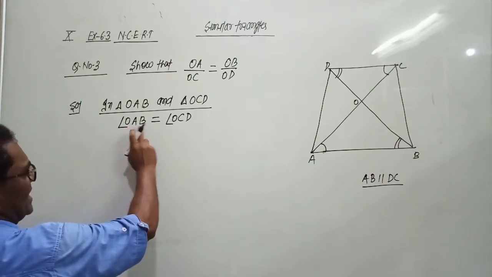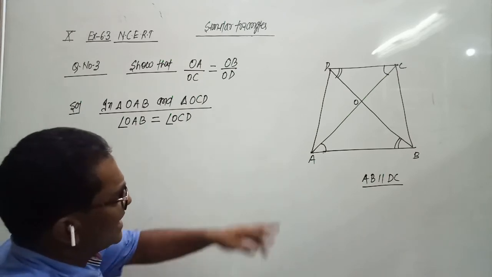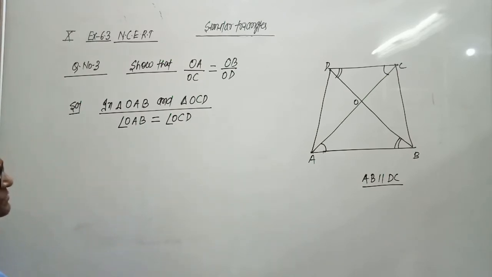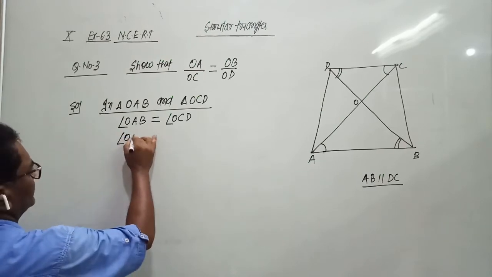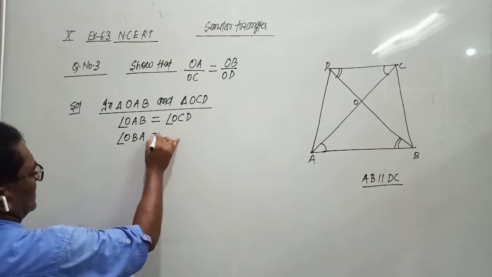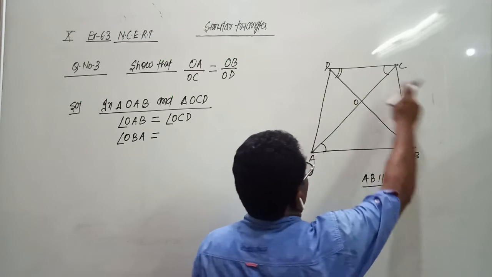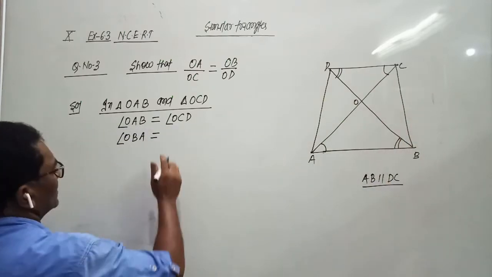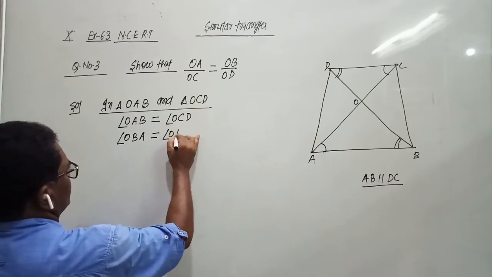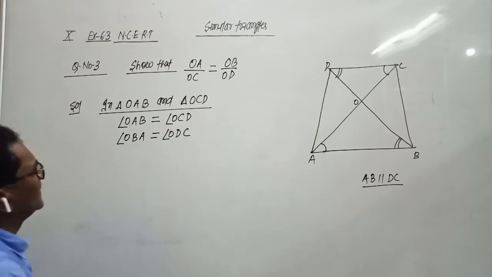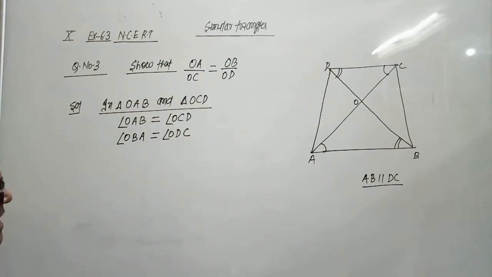Then angle OBA equals angle ODC. Angle B and angle D, these are the alternate angles.